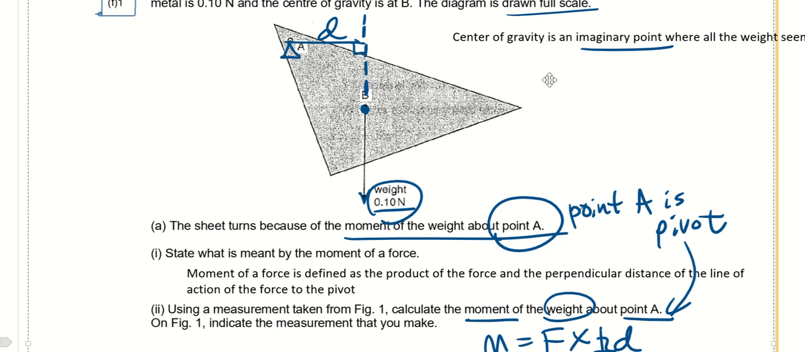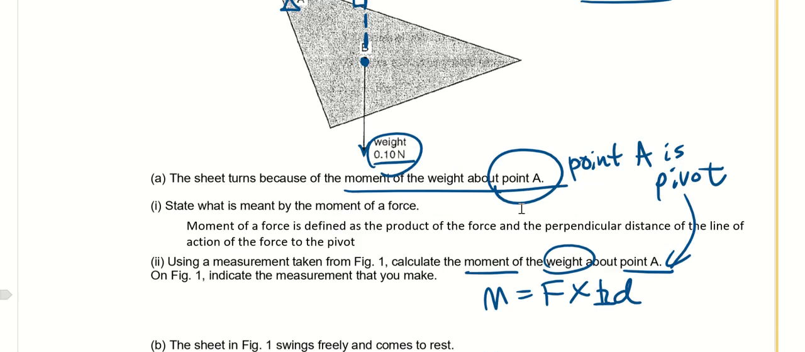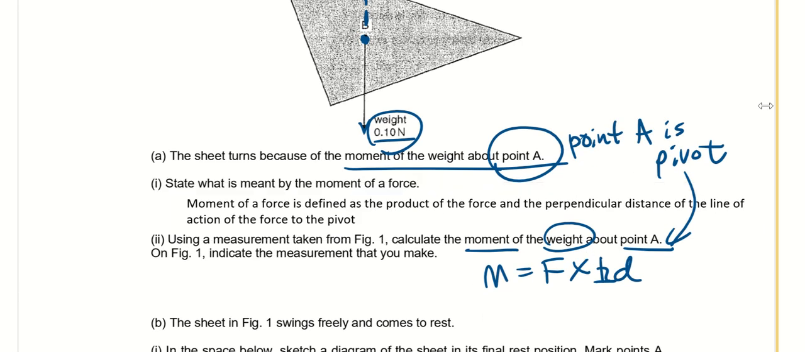Okay, so once we have this perpendicular distance, we can multiply by the weight and we'll get a certain value. And of course mine, because it's zoomed in and out, I will not have the same value. But I will take 0.1 times the measured perpendicular distance.